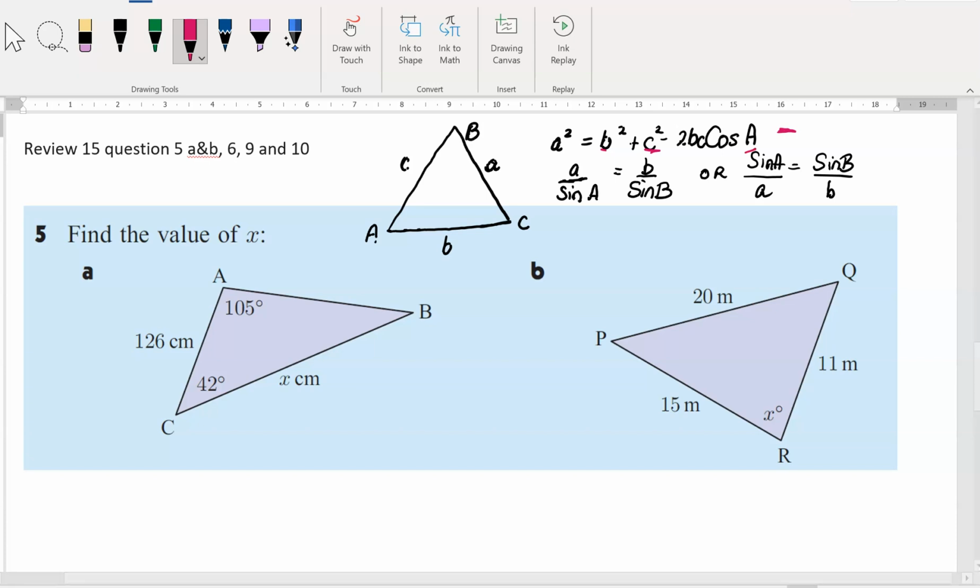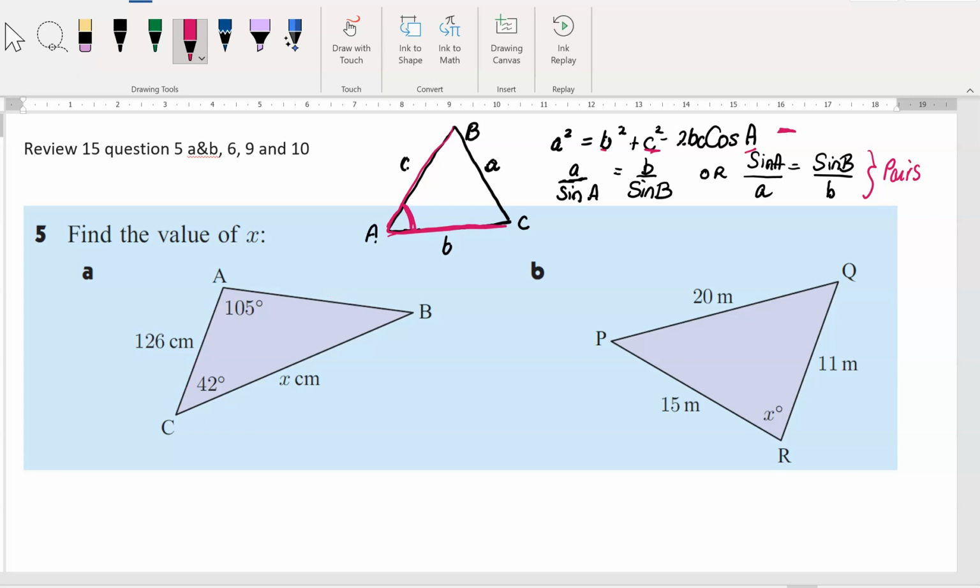we've got cos A, so that's when we have the two lengths that wrap around your angle. Whereas when you use the sine rule, that's all about using pairs. So how do we know which one to use? Well, if we look at A, we've got the angles here, but we don't have two lengths that go around the angle. So cosine rule isn't going to cut it.